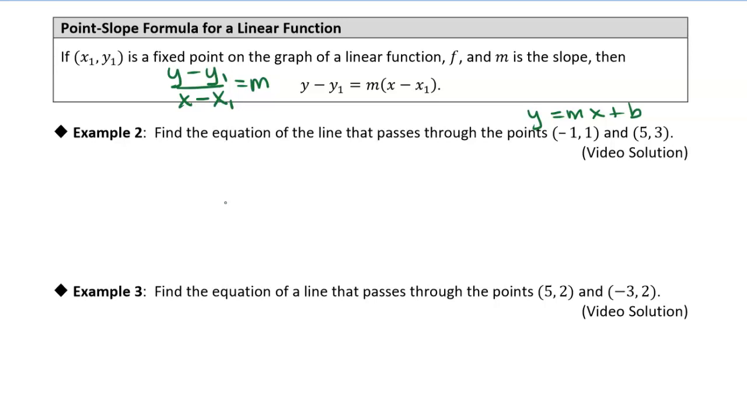We now have the point-slope formula for a line. So this is a good thing to use if you're given a point and a slope. But now we're given 2 points. So what do we do now?